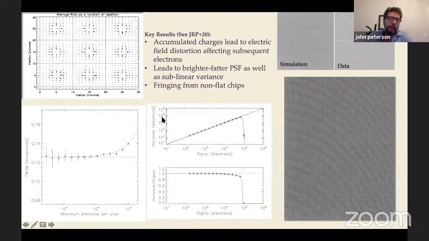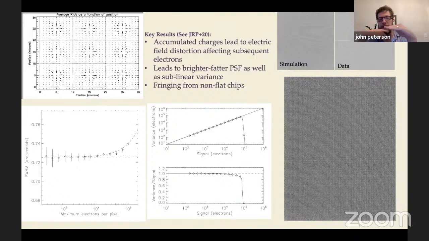So that leads to two interesting effects simultaneously, and we can predict both of them with the same physics. So one is the so-called brighter, fatter effect, where PSFs will get fatter or bigger when you have a brighter source, because there's more electrons there to push the electrons away from the central part of the pixel. And then a second very interesting effect, and people have known about this for a long time, but now we can predict it, is that if you just think about a flat and just illuminate a CCD, and then increase the intensity of the light, people have found that the variance increases linearly, as you'd expect for Poisson noise.